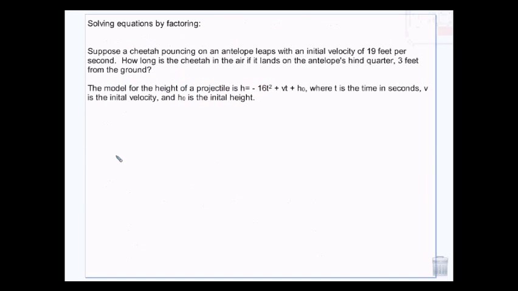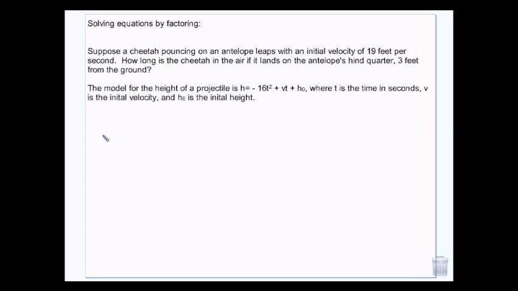Okay, so suppose there's a cheetah, and it's pouncing on an antelope. And it leaps with an initial velocity of 19 feet per second. So that's its speed, 19 feet per second. And we want to know how long the cheetah is in the air if it lands on the antelope's hindquarters 3 feet off the ground.